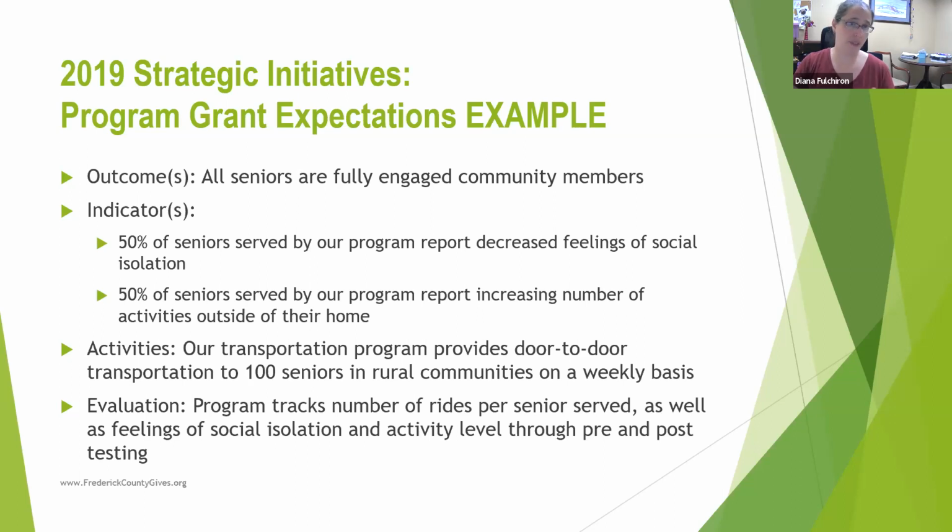And so for this particular program, they're saying that 50% of seniors served by a program report decreased feelings of social isolation, and 50% of seniors served by a program report increasing number of activities outside of their home. And the activities of the program that they're going to do to support that outcome and achieve those indicators is that they're going to provide door-to-door transportation to 100 seniors in rural communities on a weekly basis, which is a big program, but we're dreaming. And for the evaluation piece of it, they're going to track the number of rides that each senior received, as well as feelings of social isolation and activity level through pre and post testing. So this is a summary.